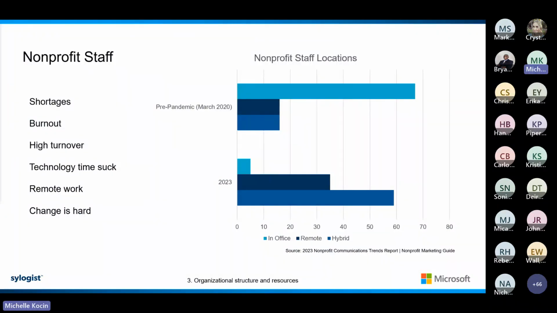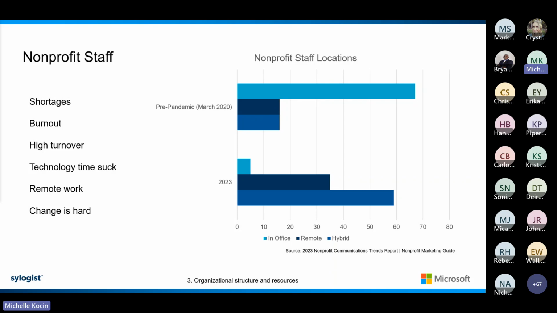Next, some shifts in organizational structure and resources. Some of the challenges with staff, I think everybody knows, is not having enough staff, too much work, and not enough time to do it, which leads to burnout. Some nonprofits have a really high turnover rate, and every time someone leaves, all of the data that they have in their head and donor information that they have that's not written down gets lost with that person. So having a set of systems that track that donor information is really important.